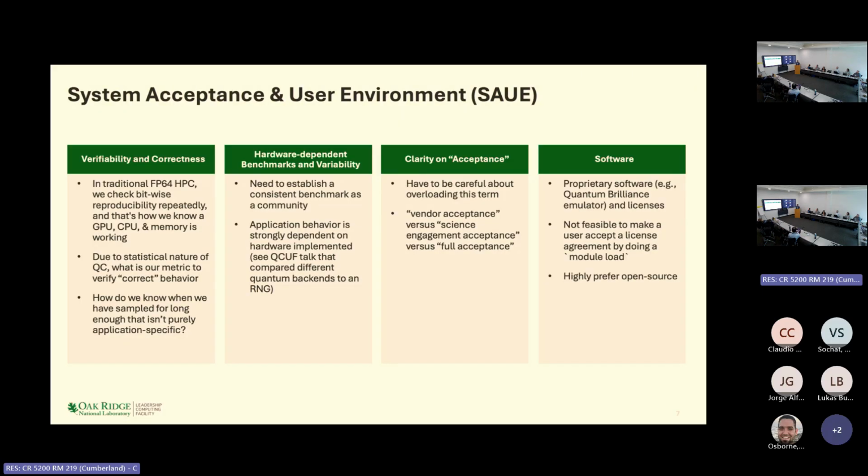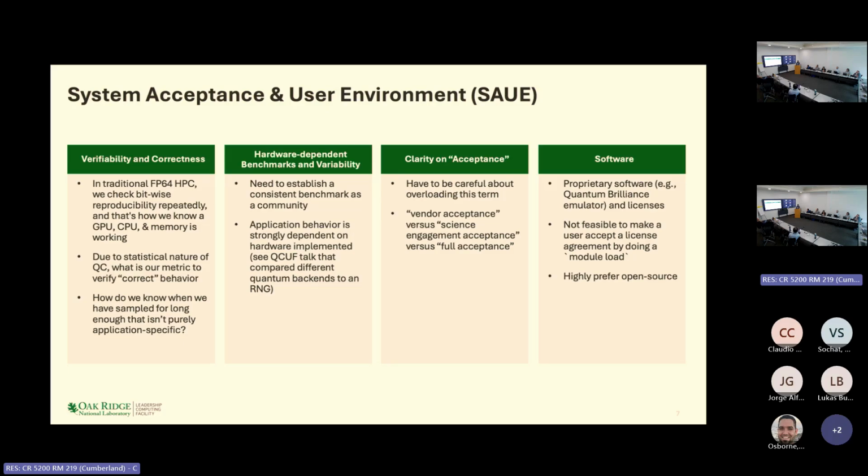The bigger one, lots of questions here. So from SOWIE's point of view, which is system acceptance and user environment, four separate boxes, I would say. What they're concerned with is, okay, they have a definition of acceptance in the HPC world.